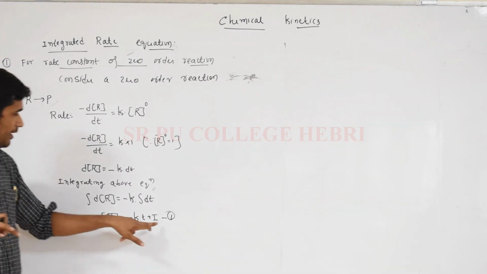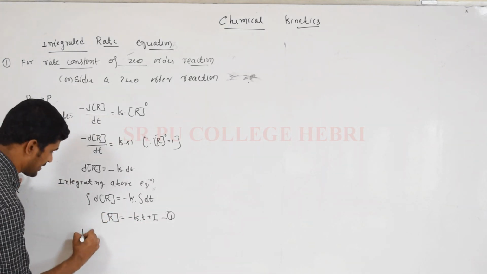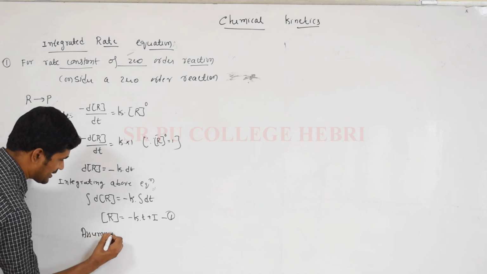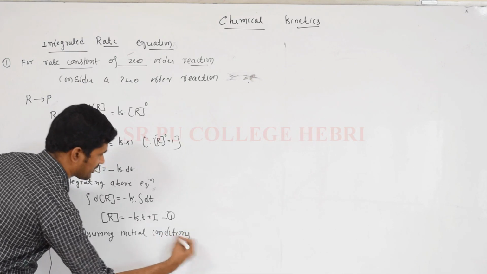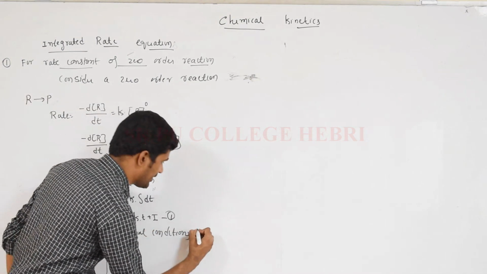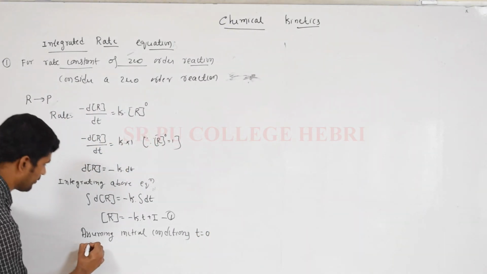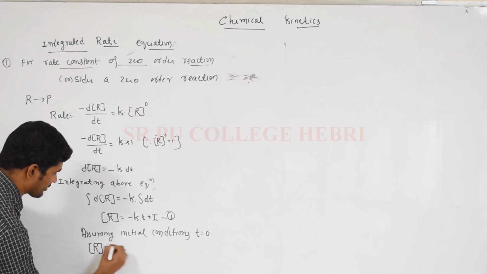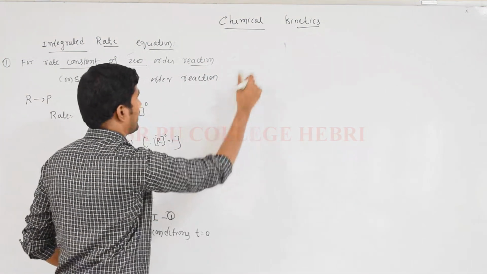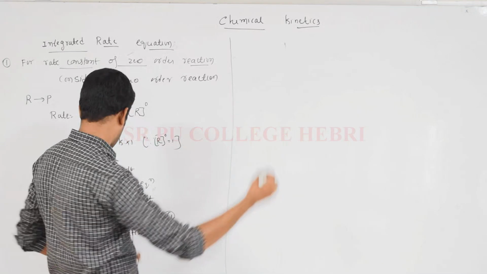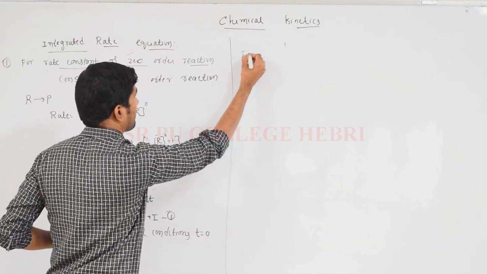After this we have to get the value of I. How? You have to assume initial conditions. You have to write everything, otherwise you lose marks. Assuming initial conditions: before the start of the reaction, time t is equal to 0, and at that time the concentration [R] is equal to [R] naught. So you have to substitute these initial conditions in equation number 1. So in this equation, [R] becomes equal to [R] naught.